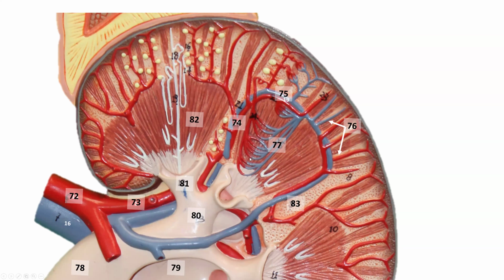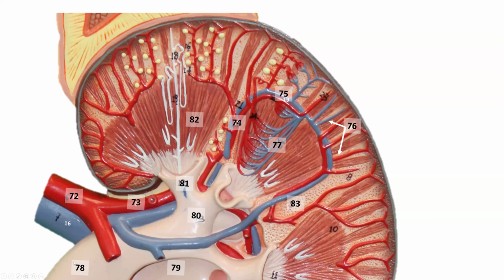And then 77, these are blood vessels as well. I'm pointing to these little things that are sort of going together like that. What would those blood vessels be called? Peritubular capillaries. Very good. That's where we do that process of reabsorption.